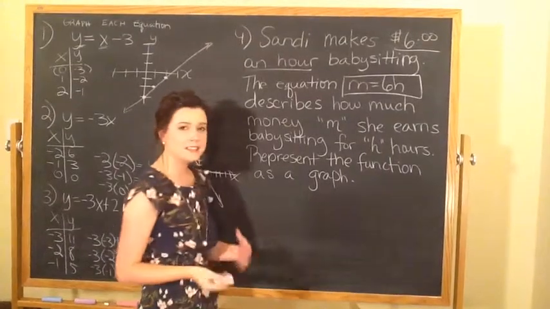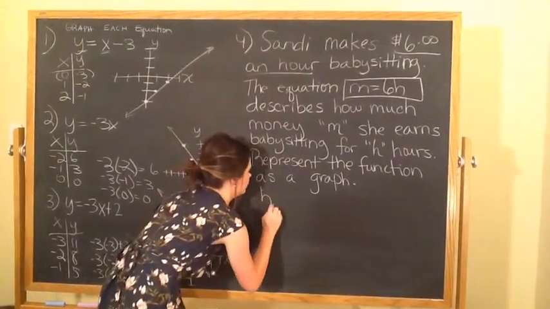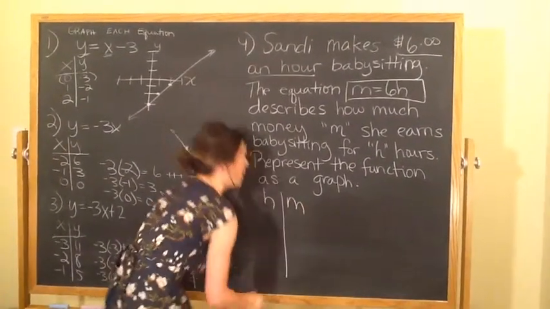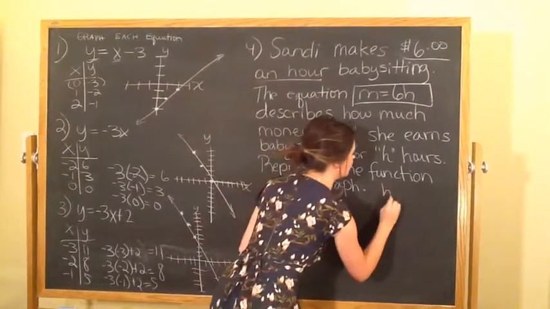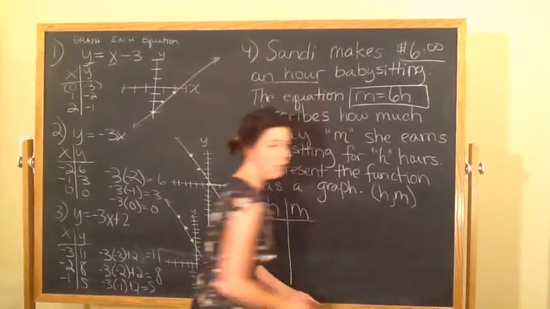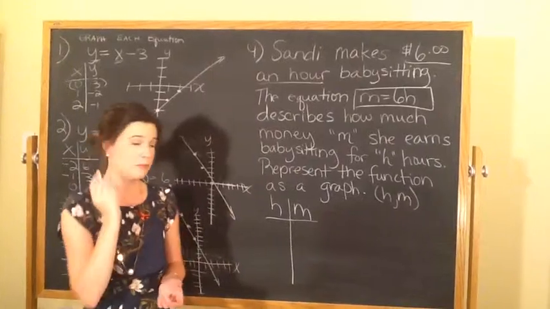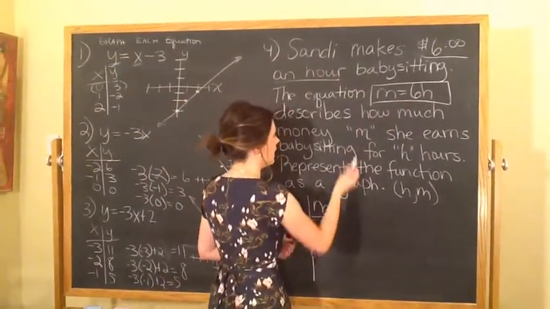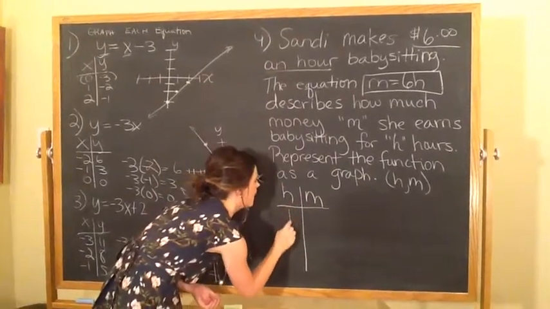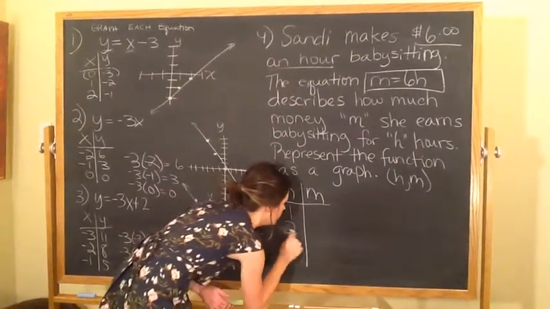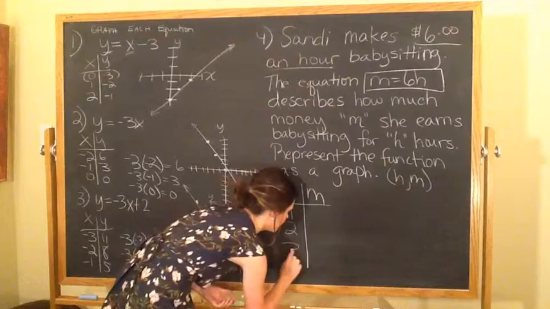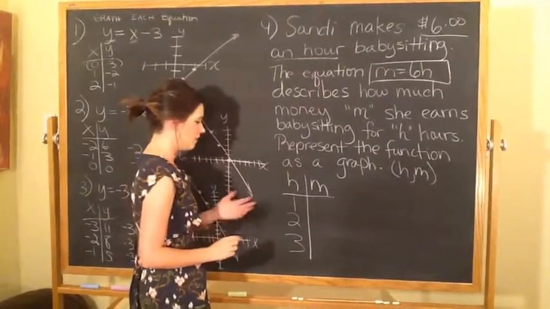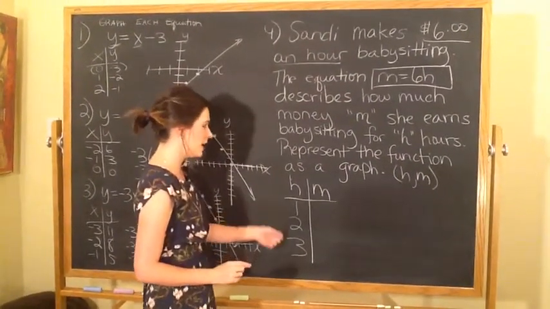Now instead of being X and Y, we're going to have H and M. Our points are going to look like H, M instead of X, Y. But it's still the same graphing process. So, here's our equation. If we work 1 hour, how much money are we going to make? If we work 2 hours? If we work 3 hours? I'm going to find out how much I'm going to make for 1, 2, and 3 hours.